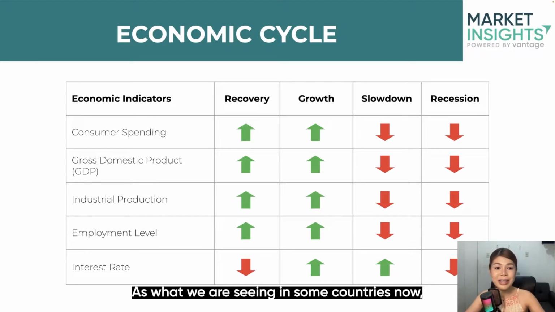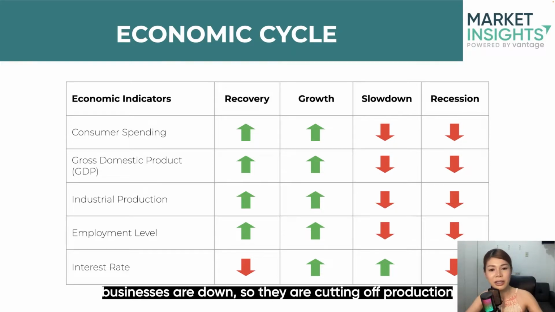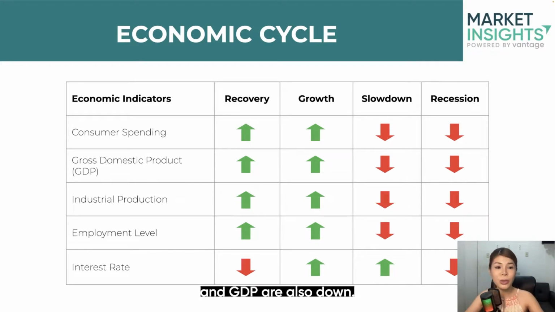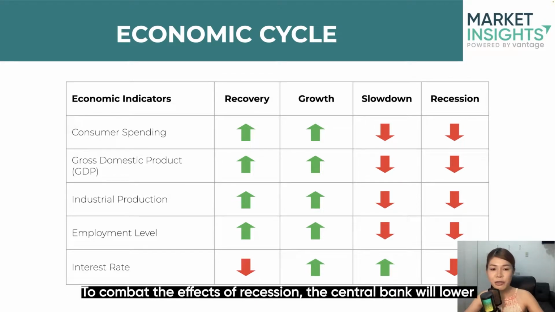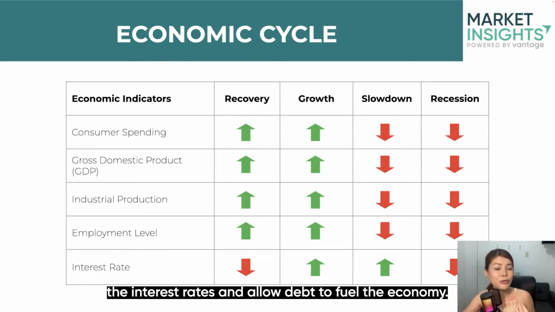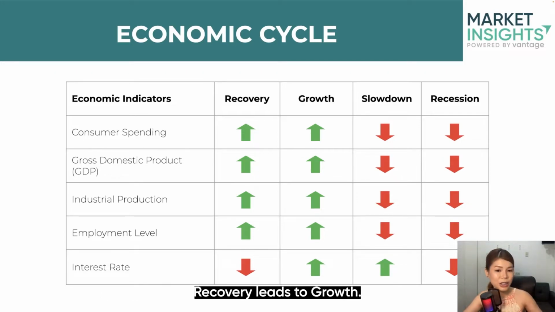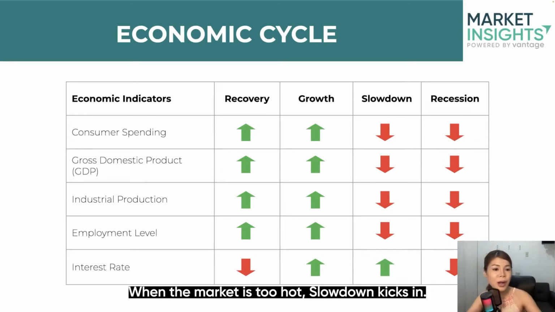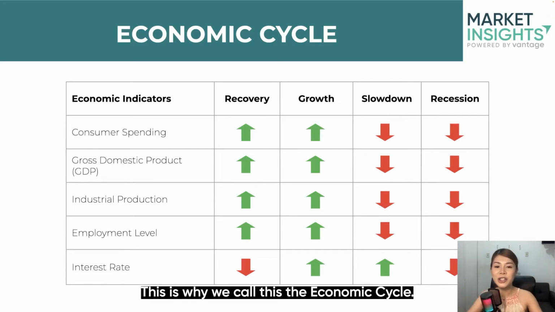As what we are seeing in some countries now, businesses are down, so they are cutting off production and employment. Without enough money to spend, consumer spending and GDP are also down. To combat the effects of inflation, central bank will lower the interest rates and allow debt to fuel the economy. Then the country will go to recovery. Continuous recovery leads to growth. When market is too hot, slowdown kicks in. And that is why we call this the economic cycle.